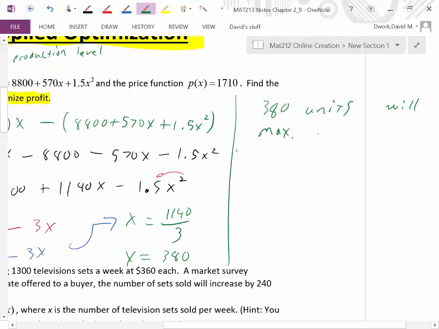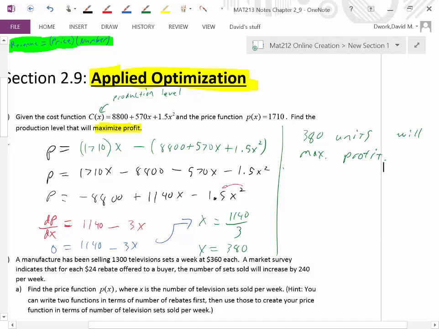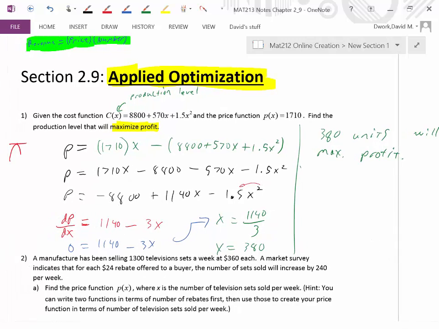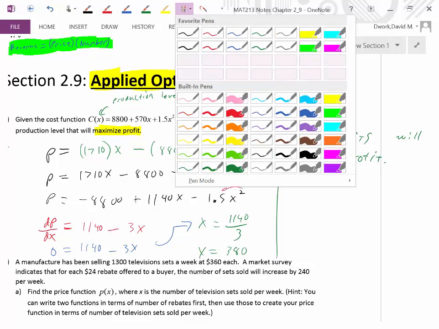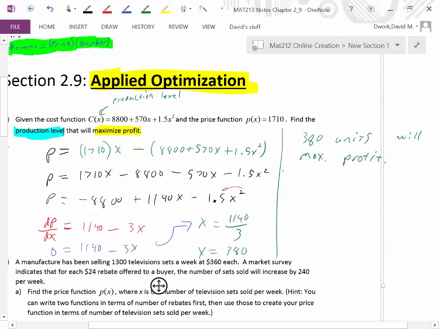maximize production, or profit. Now, the next question is, is that what the question asked us for? Did it actually ask for the profit, or did it just ask for the production level? And you'll notice in this problem, it asked for just the production level. So we're done. We don't need to do anything else.